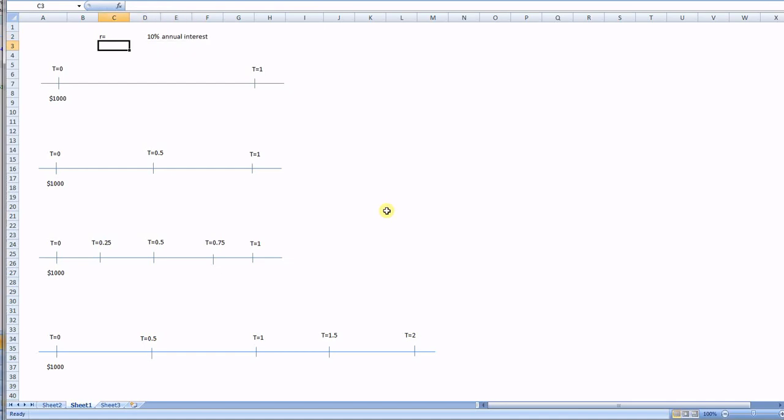Let T be the number of years that the loan is outstanding, so this will be 1. And so T is always defined in number of years. Assuming it's a half-year loan, this T will be 0.5. If it's a quarter-year loan, this will be 0.25. If it's a 2-year loan, it will be 2, and so on and so forth.